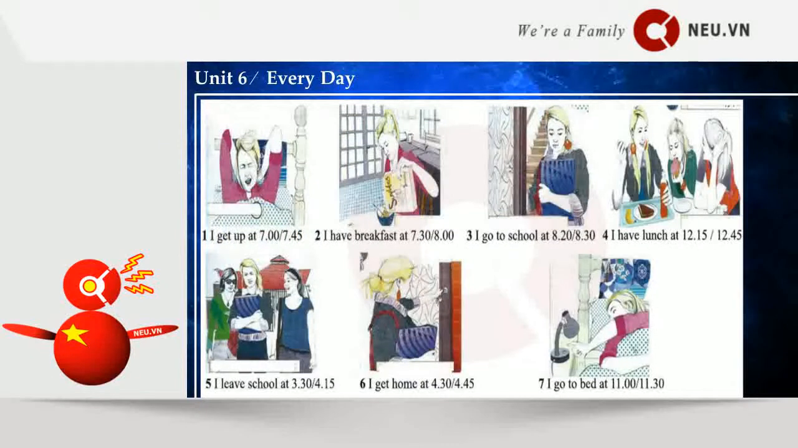Tape script 6.3. Kim's day. Well, on school days, I get up at 7:45. I have breakfast at 8 and I go to school at 8:30. I have lunch in school with my friends. That's at 12:15. It's early in our school.